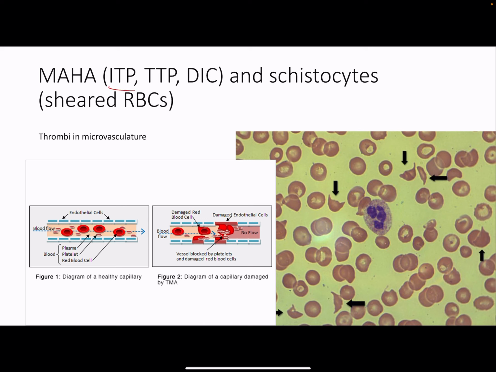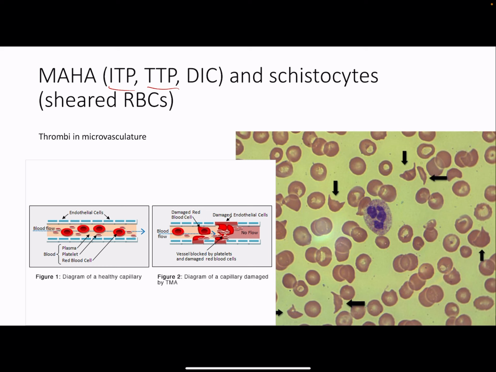Idiopathic thrombocytopenia purpura, and then the ITP, TTP, and then the disseminated intravascular. Again, it's coagulation, but I like to think of it as clotting. Why? Because it's not just coagulation factors, it's clotting. It shows that it's coagulation plus platelets. Platelets are a thing here as well.